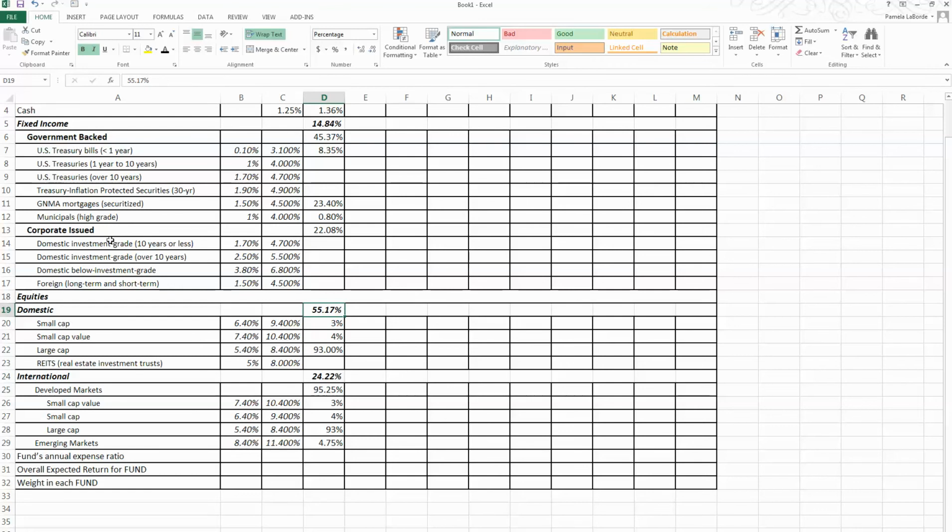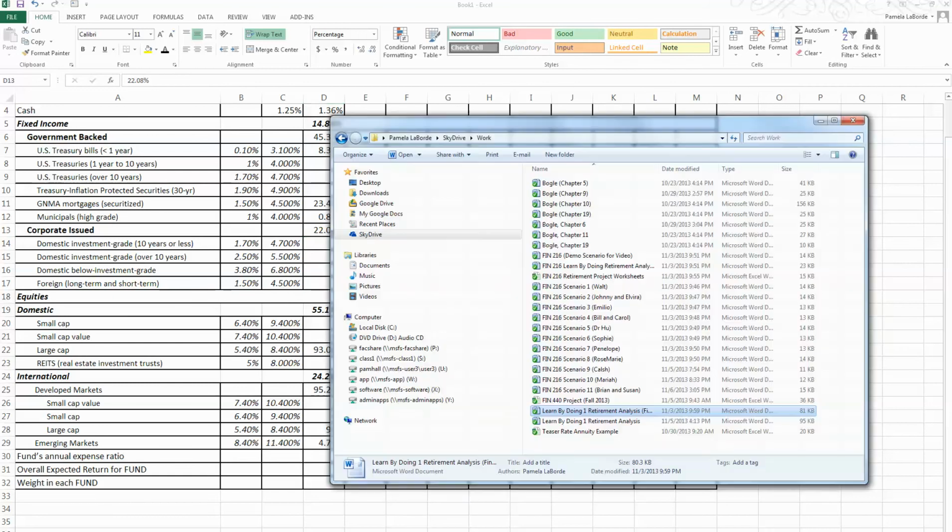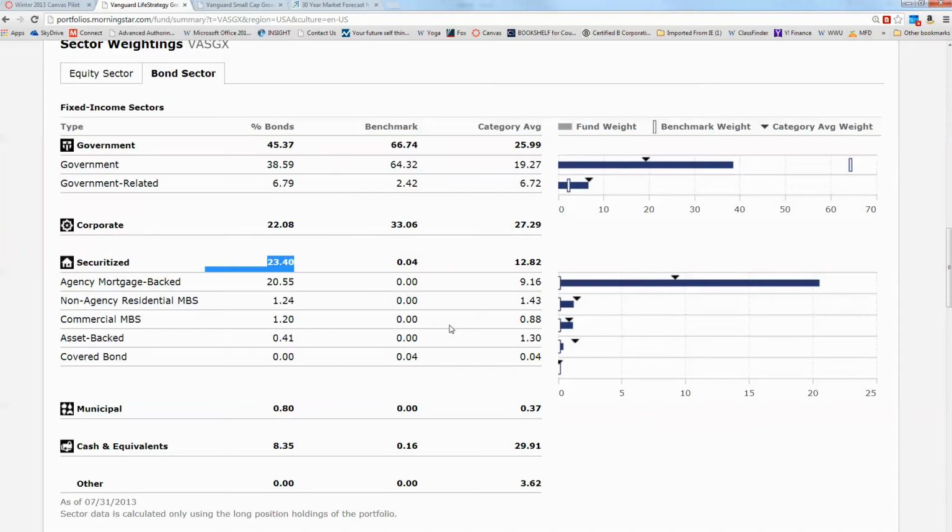Now I need to evaluate the corporate issued. I've allocated my government-backed ones. I need to do my corporate issued now. Okay, so pop back over to the portfolio.